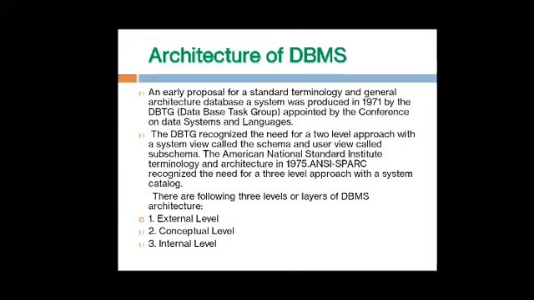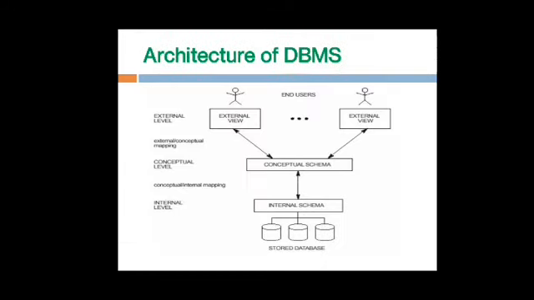Now, the architecture of DBMS. The architecture of DBMS basically consists of three levels, or we can say three layers: external, conceptual, and internal level. So this is the architecture. At the higher level, the external view is connected with the conceptual schema, and the conceptual schema is connected with the internal schema, which is basically the stored database, where our data is stored in various file formats.